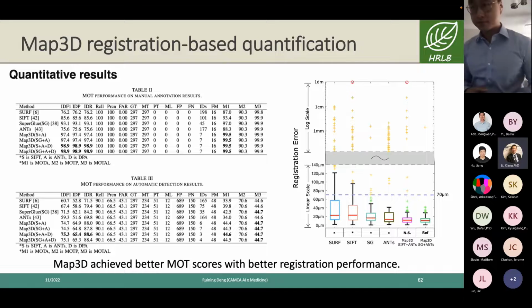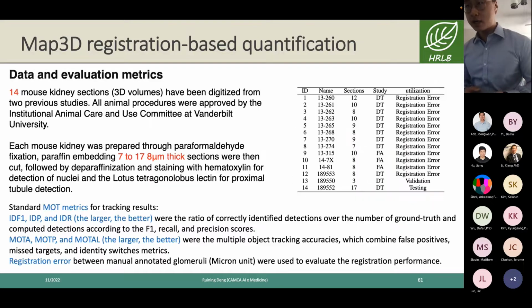Do you get the ground truth? You mean the registration ground truth? Yes. For the registration ground truth, we had one of our pathologists annotate one or two glomerular sections on each histology slide image of the sectional histology slides. So we use that as the ground truth. Those annotations are ground truths by a human.